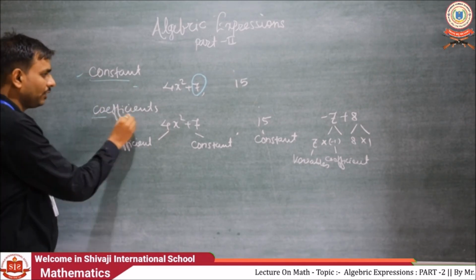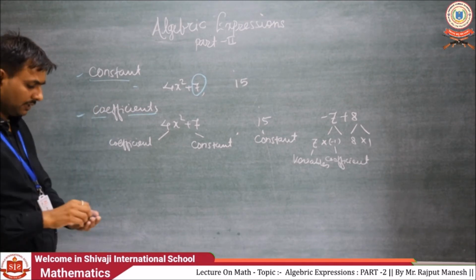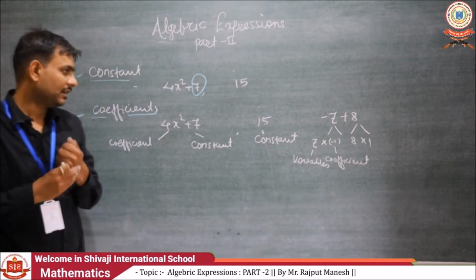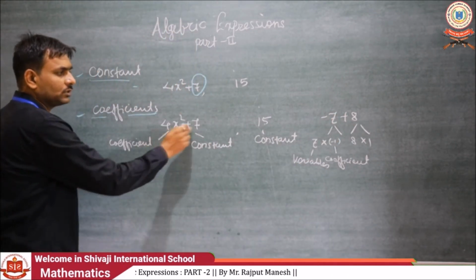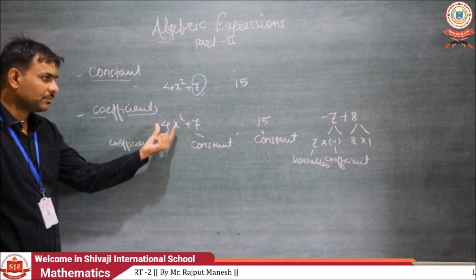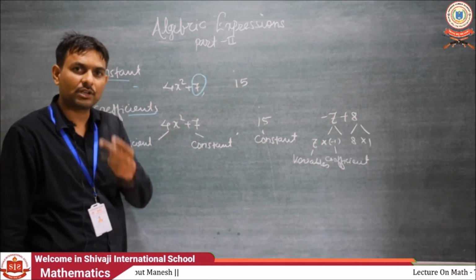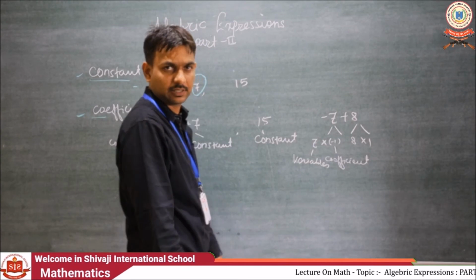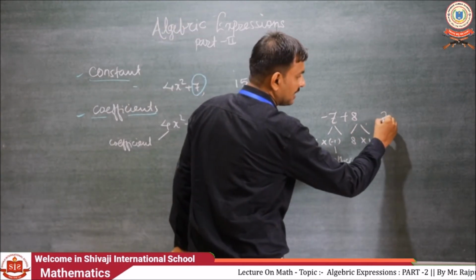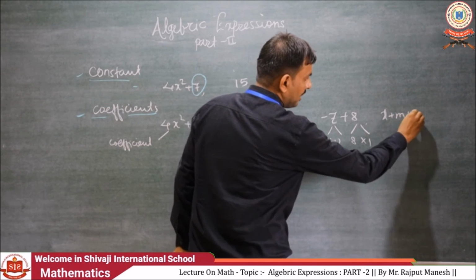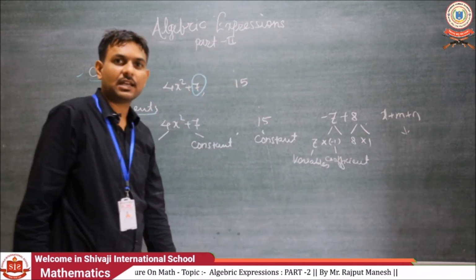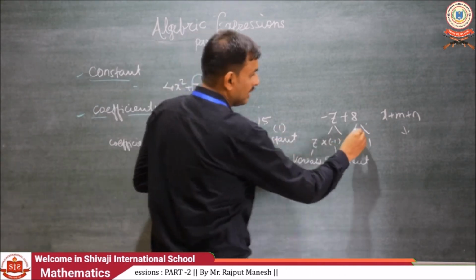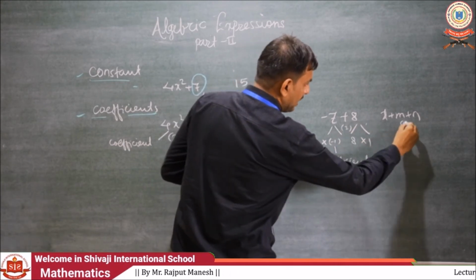So here we have seen what you mean by constant term. Then what you mean by coefficient. Now the next one: if we observe these examples, see how many terms we have used. 4x square plus 7 means two terms are here. Here only one term, and here also two terms. If I take one example, suppose L plus M plus N, how many terms are here? 3 terms. Here are 2 terms, here only 1 term, here again 2 terms, and here 3 terms.